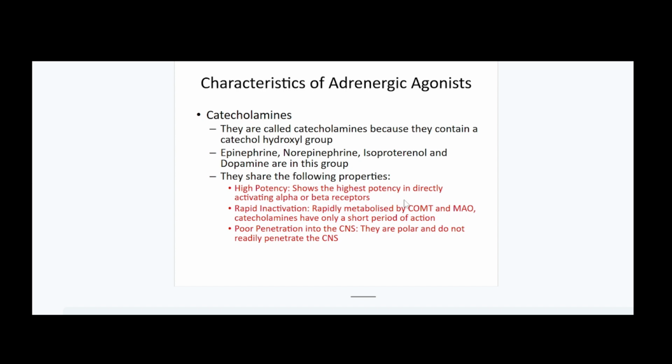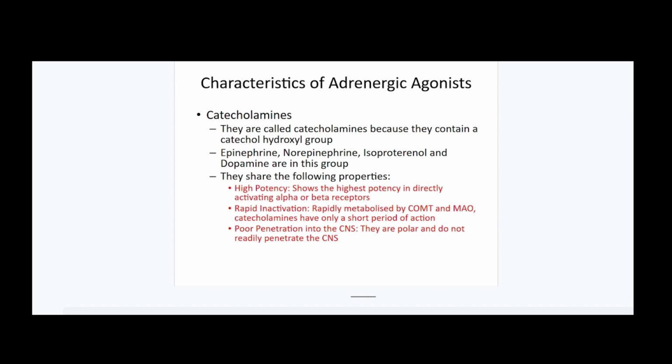Now, of course, you cannot talk about adrenergic agonists or adrenergic drugs or sympathomimetic amines without talking about the catecholamines. They are called catecholamines because they contain the catechol hydroxyl group. They include epinephrine, norepinephrine, isoproterenol, and dopamine.